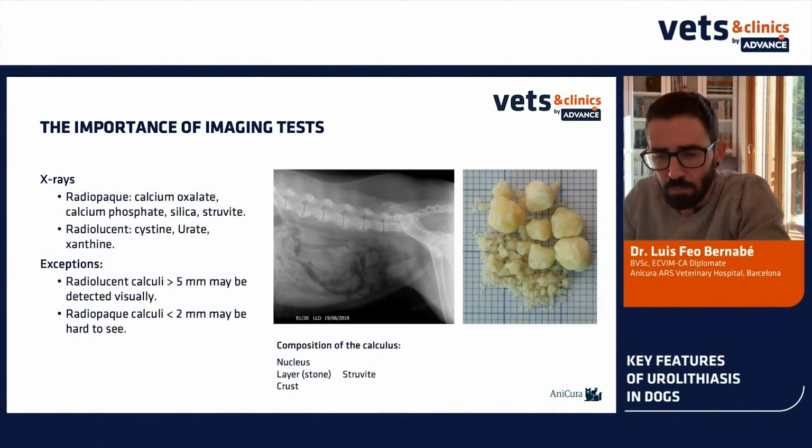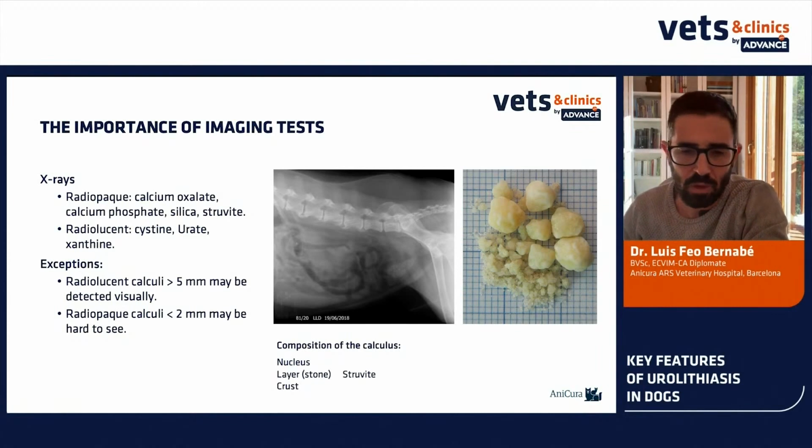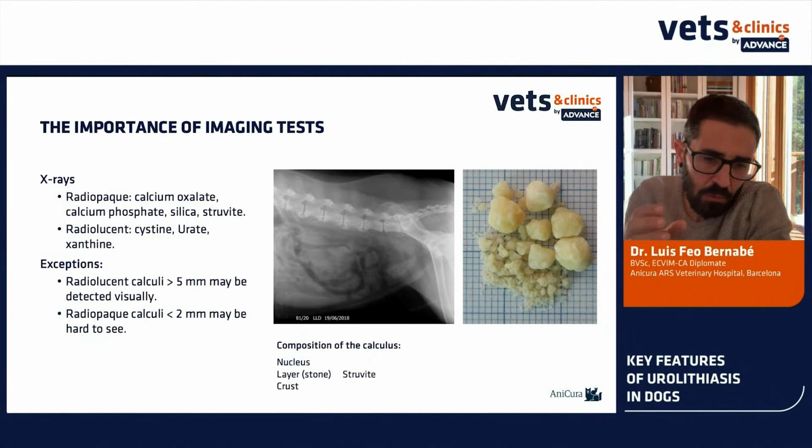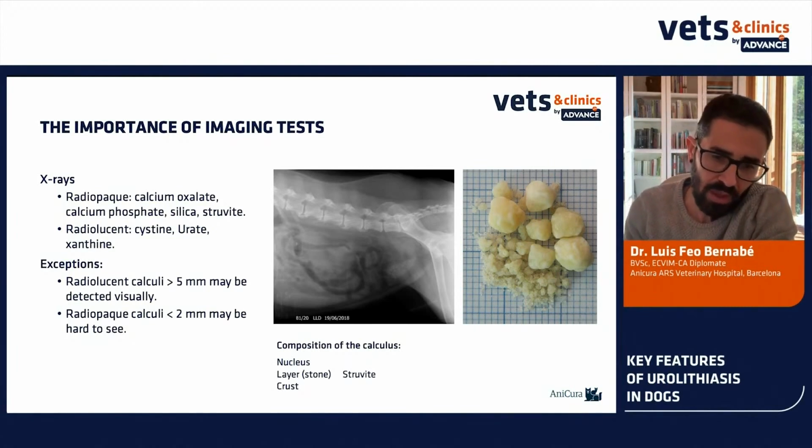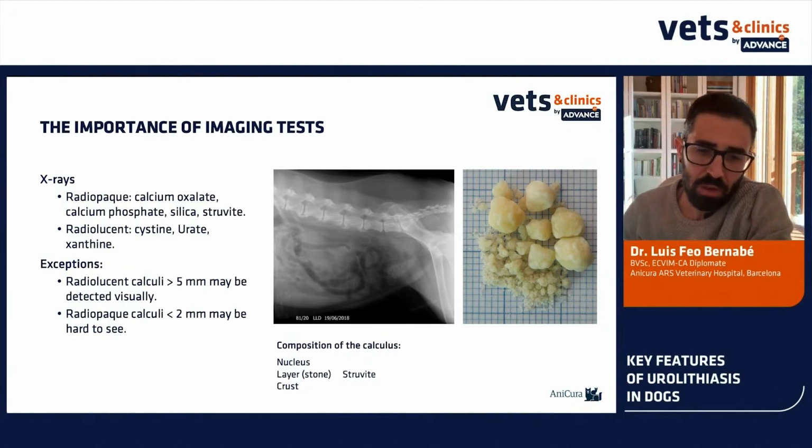And I think that's very important to remember, because sometimes when we're thinking of a stone, you always do a radiograph and you think, okay, if it's not in the radiograph, it's not there, and that's not true, because we know that cystine, urate, and xanthine stones, you are not going to see them in the radiographs. There are a few exceptions. If the radiolucent calculi are more than 5 millimeters, they might be detectable on radiographs.